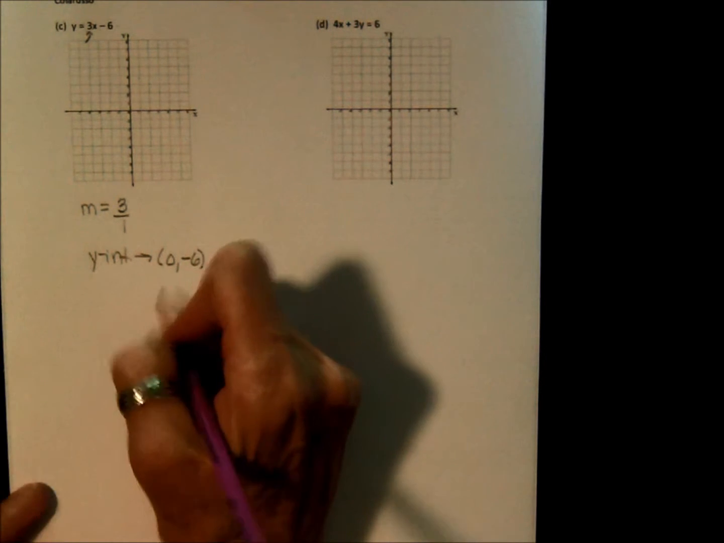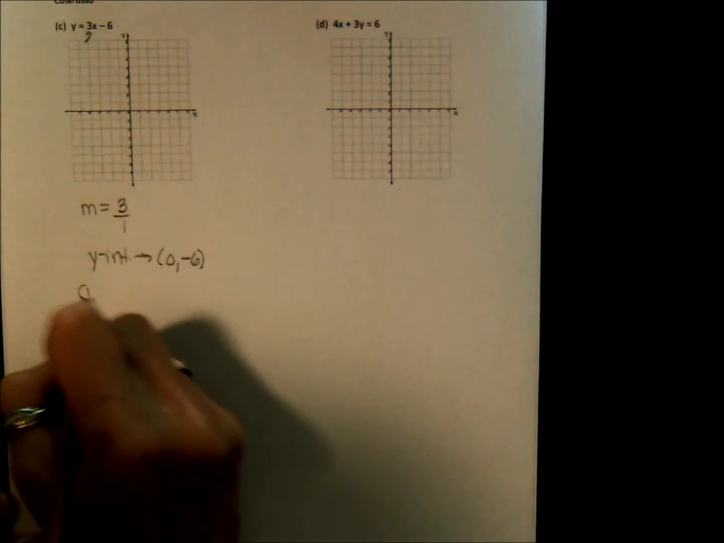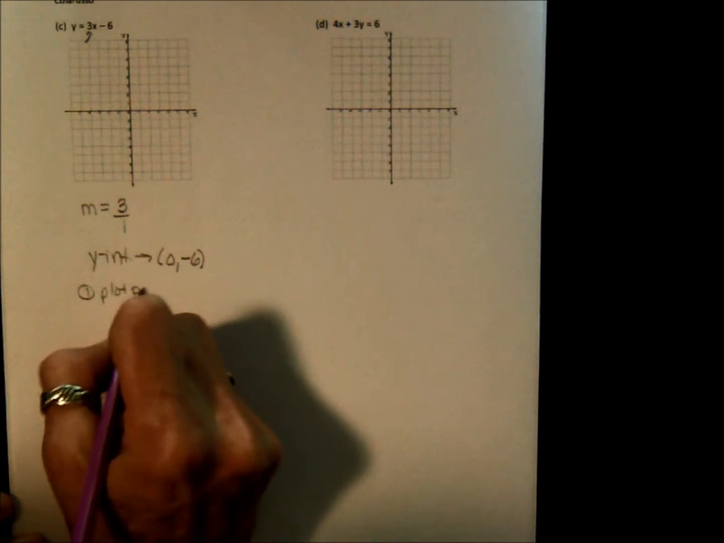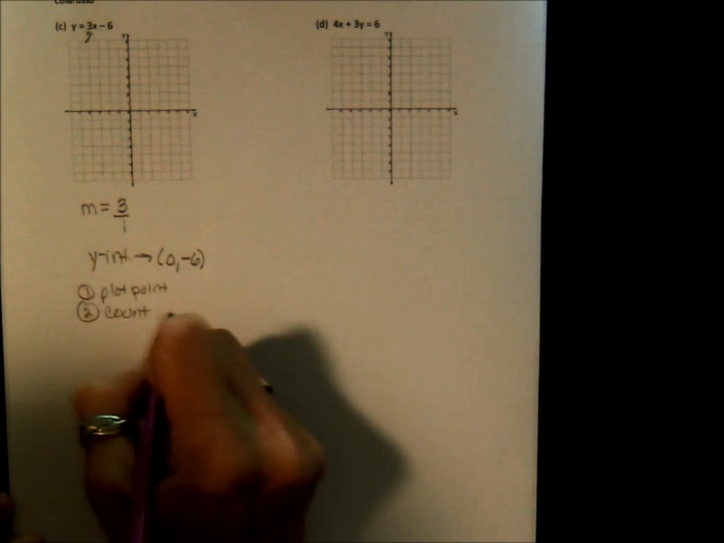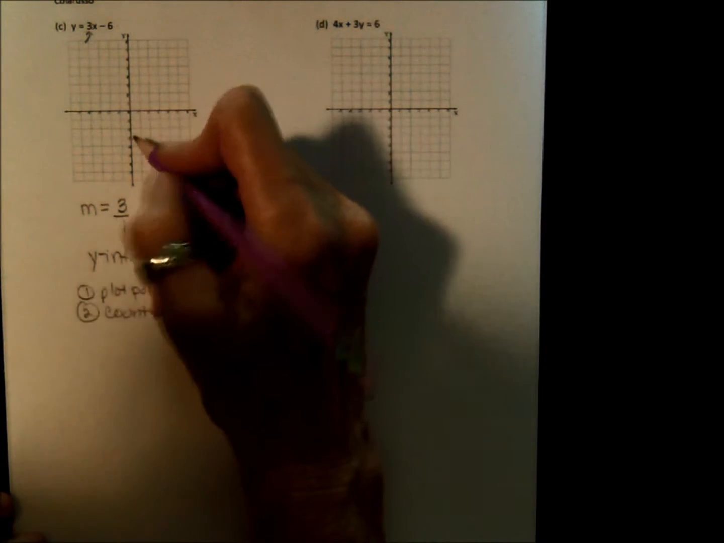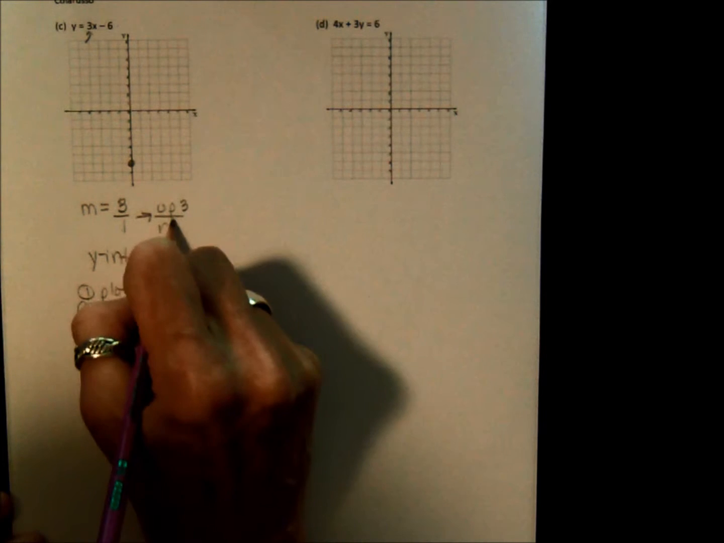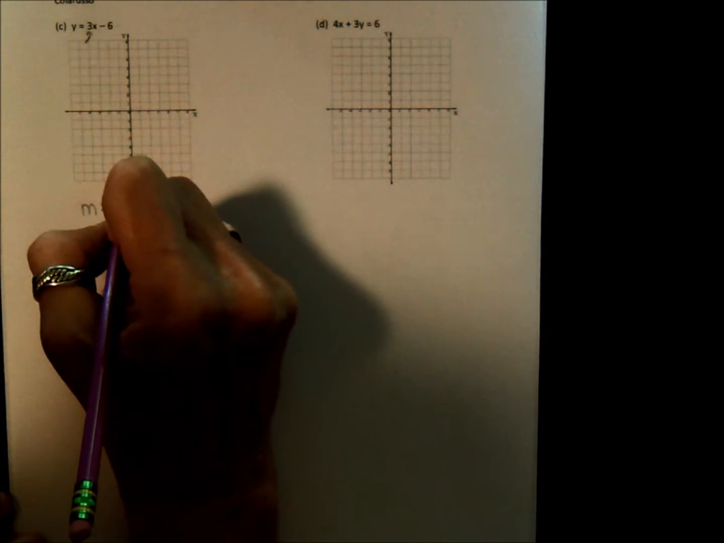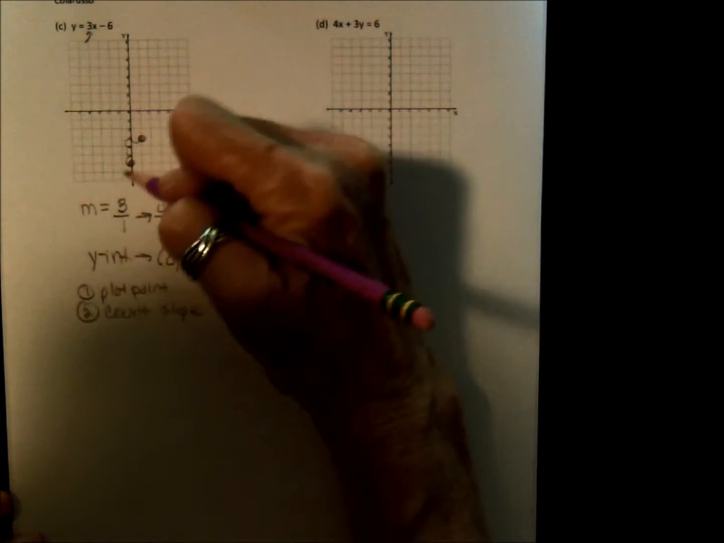So now I'm back to an example like 5a, where what I'm going to do is, 1, plot the point, and 2, count the slope. So let's plot the point 0, -6, which is right here. And now that +3/1 means up 3, right 1. So we're going to go up 1, 2, 3, right 1. There is my second point, and I connect them, and I have graphed my equation.